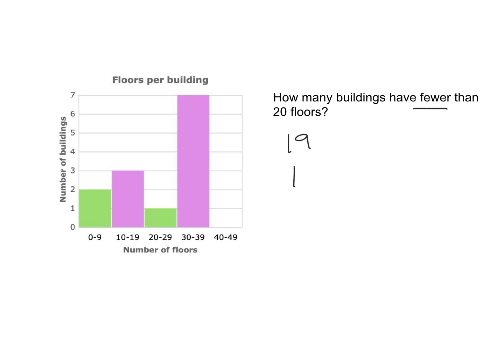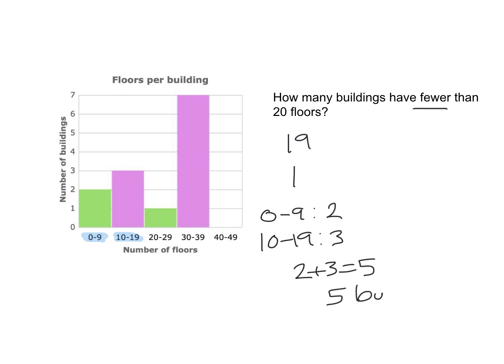So I'm going to look here, and I need to think which ranges does that include? That includes 10 to 19, but that also includes 0 to 9. So what I need to do is I need to add those numbers. I'm going to write 0 to 9. There are 2 buildings. And then 10 to 19, there are 3. So fewer than 20, we would have to do 2 plus 3 equals 5. 5 buildings have fewer than 20 floors.